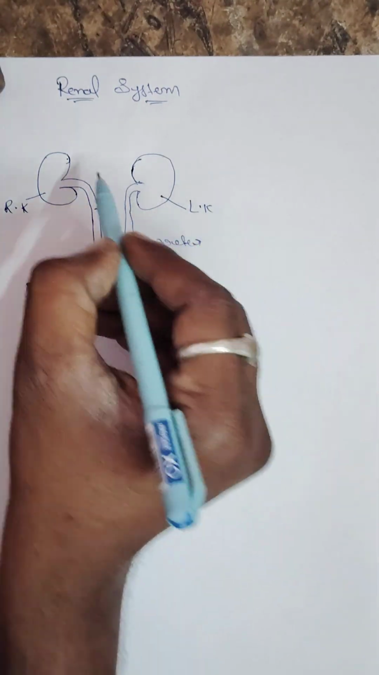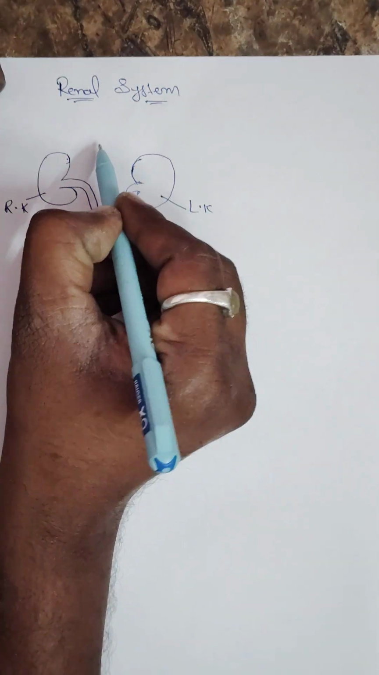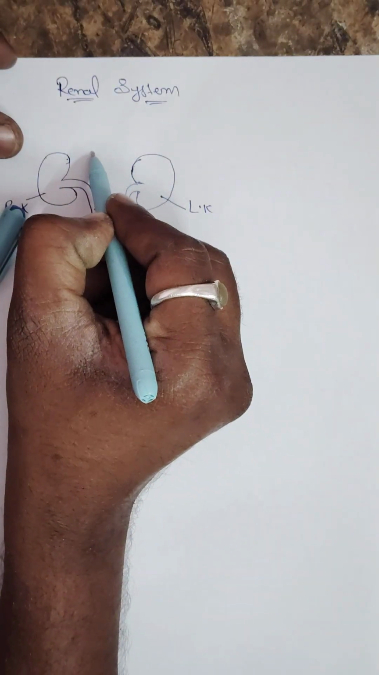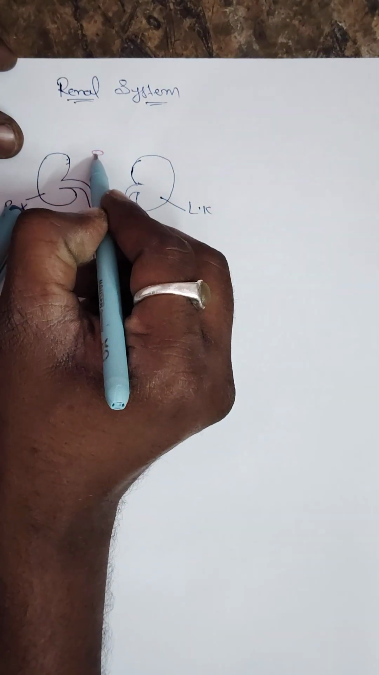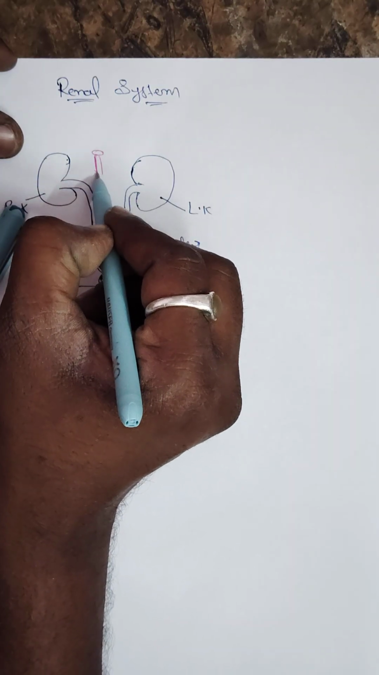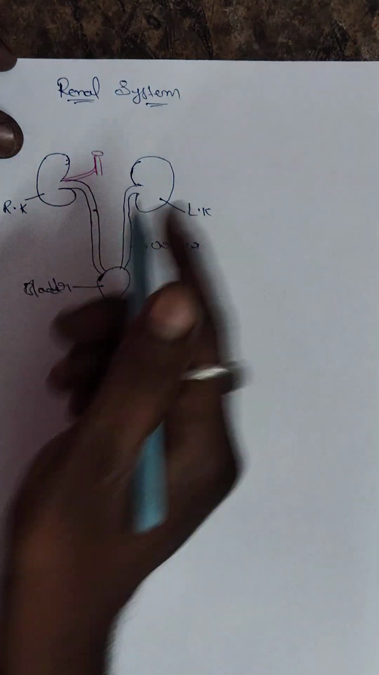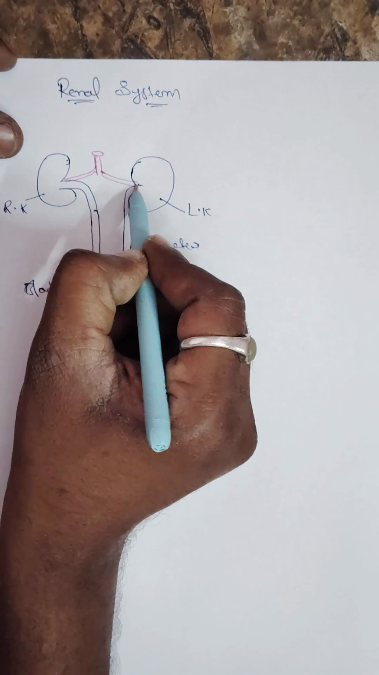And the next one, these two kidneys are connected to blood vessels. So two blood vessels are present. Now I will draw a rough diagram for you. This blood vessel is connected to the different parts of the kidneys. One is connected to the right kidney, and this is connected to the left kidney also.